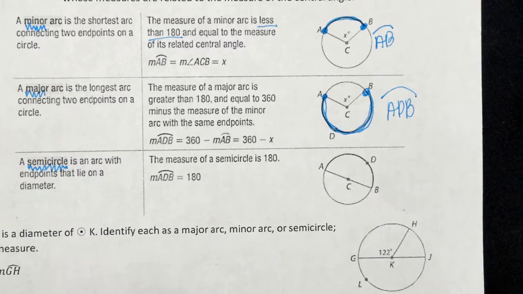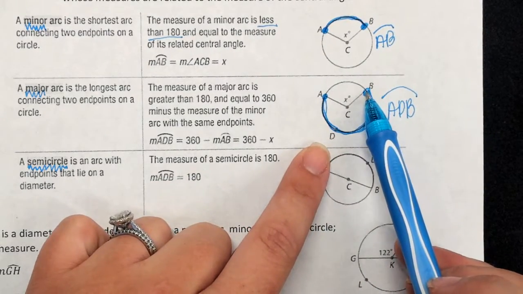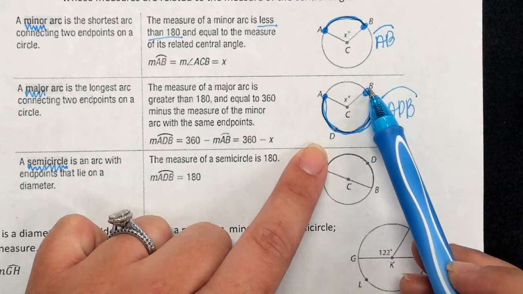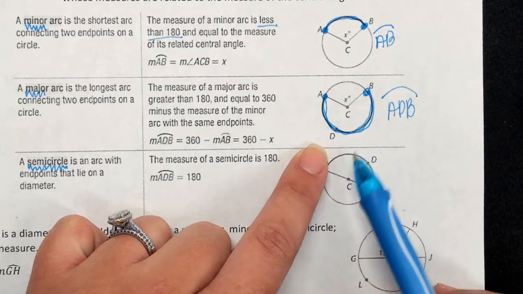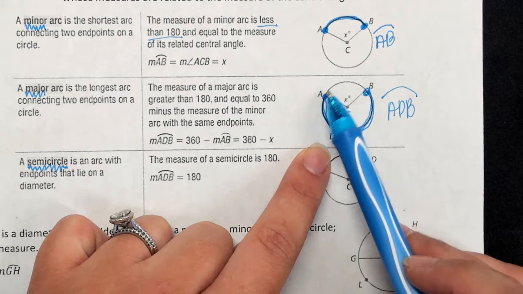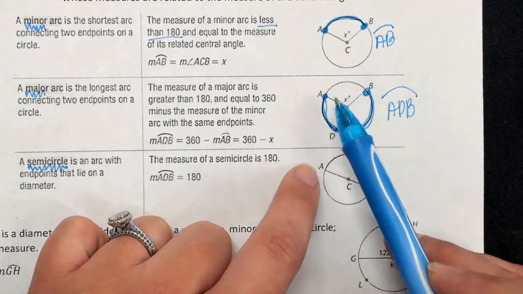If you start with B, there's only two ways for this one. It's either ADB or BDA. You can't start here and then go to B and A. You have to start on one of the endpoints and go all the way through it.